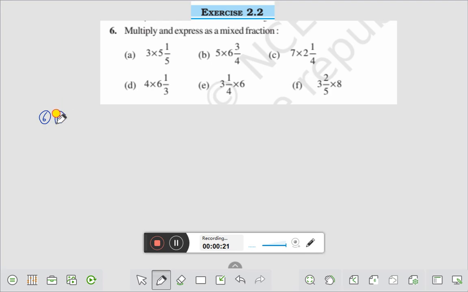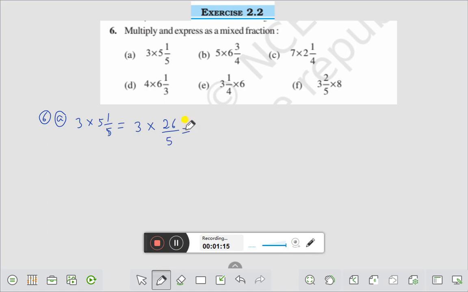That is 3 into 5 whole 1 by 5. That will be equal to 3 into, here we have to multiply this 5 whole with the denominator, that is 5 into 5 is 25, and add the numerator, that is 25 plus 1 is 26, that is 26 by 5.